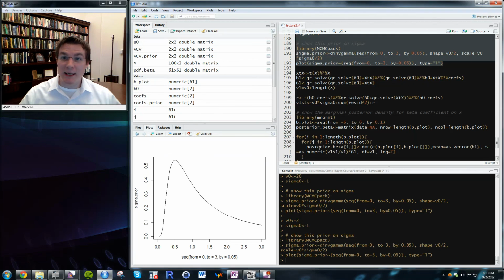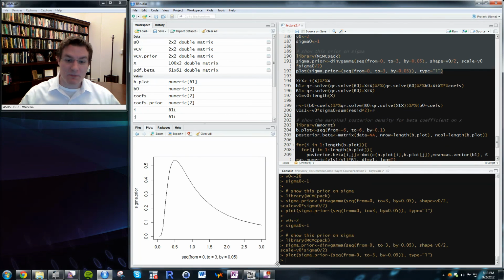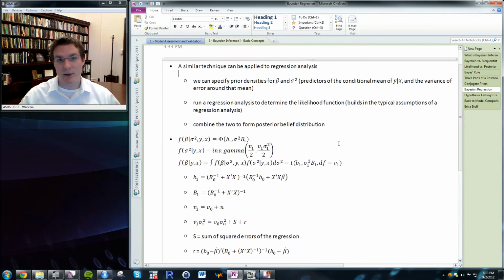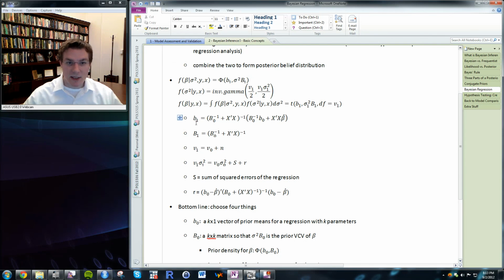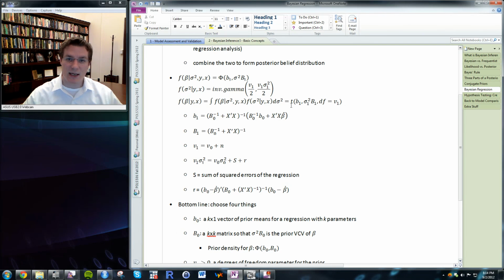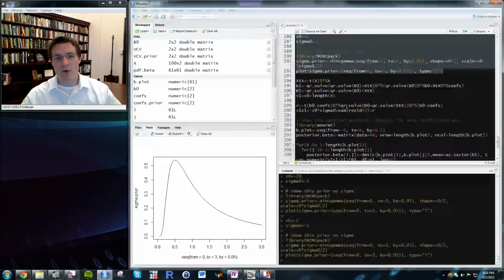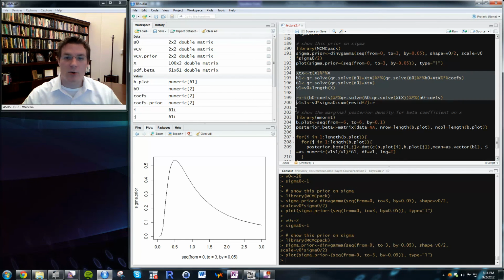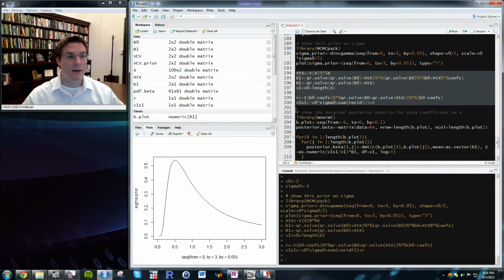Okay, so now all I need to do is take this prior information and compute all of the quantities that are given as formulae in this case in the Jackman book. So all I need to do is compute little b1, capital B1, V1, sigma 1 squared, the sum squared errors for the regression, and R, and then I can create a Student's t density using those things that will give me my posterior density for beta given y and x. So if I go into R here, all this code is just literally copying and pasting things from Jackman's book into R and computing the quantities.